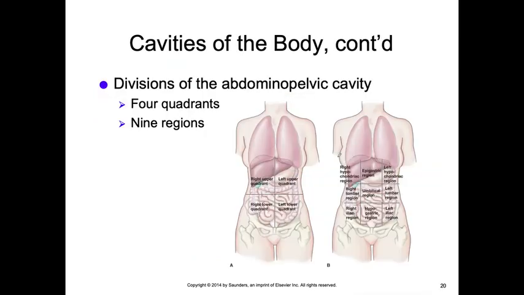We can also divide the abdominal pelvic cavity into either 4 quadrants or 9 regions. The 4 quadrants are the right and left upper quadrant and the right and left lower quadrant. Now, remember here that when we're talking about right and left, we're always referring to the patient's right and left. And we can also divide it into a tic-tac-toe grid, which contains the right and left hypochondriac regions, the right and left lumbar regions, the right and left iliac regions, and then down the middle, the epigastric, the umbilical, and the hypogastric region. Now, why do we do this?